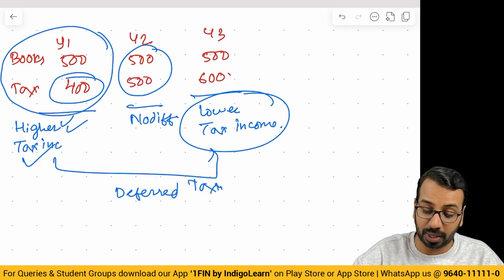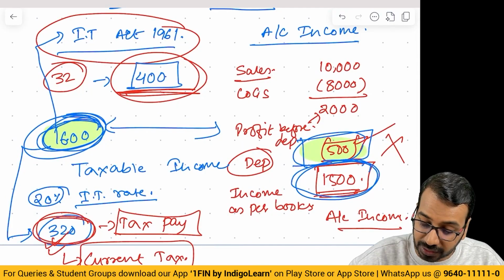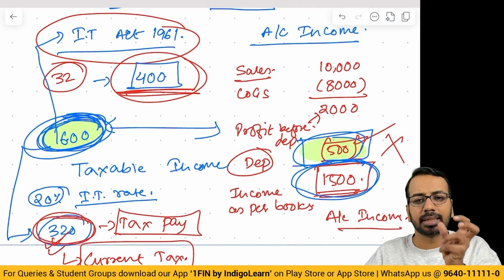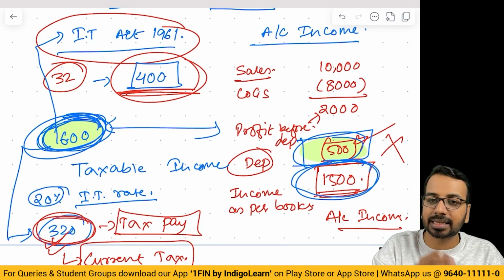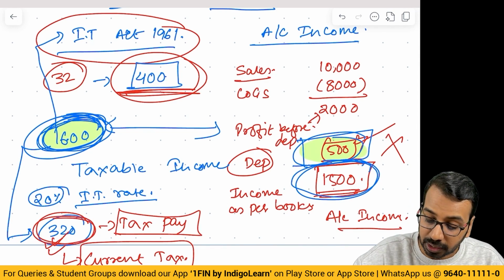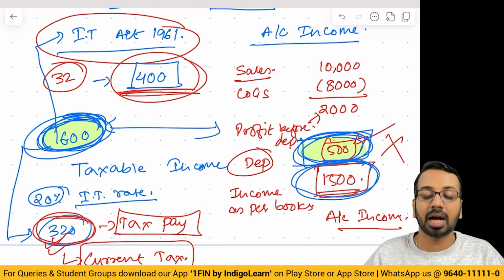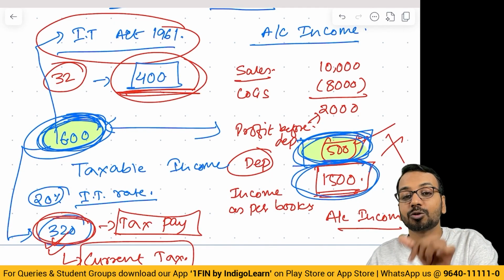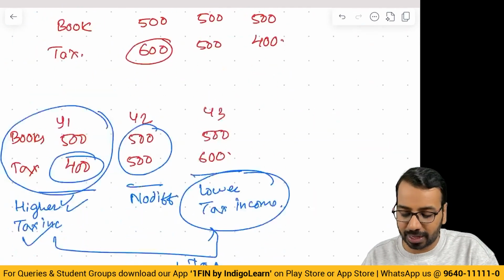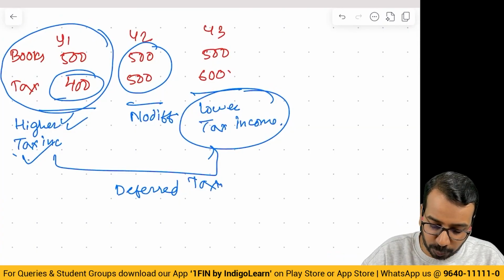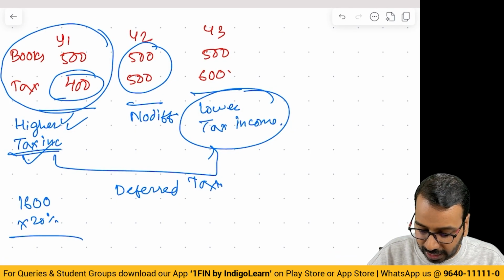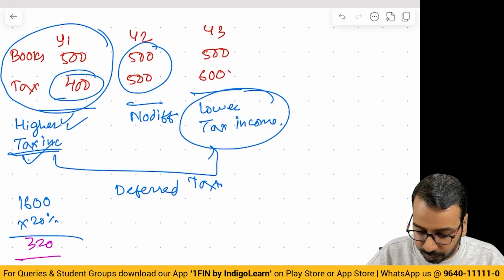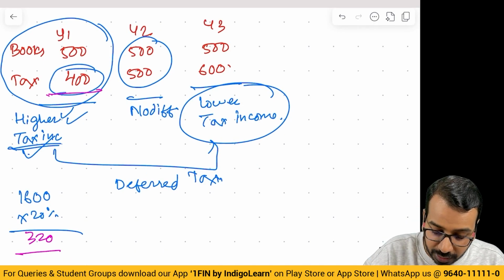Now, what the standards require is, these differences cause a mismatch between accounting and taxable income. You have to calculate the tax impact of that so that the expense that you have charged in the books and the tax that you show in the books is aligned. Now, what do I mean by that? Here, I have to pay higher tax today. How much did I pay? 1600 into 20%, I paid 320.